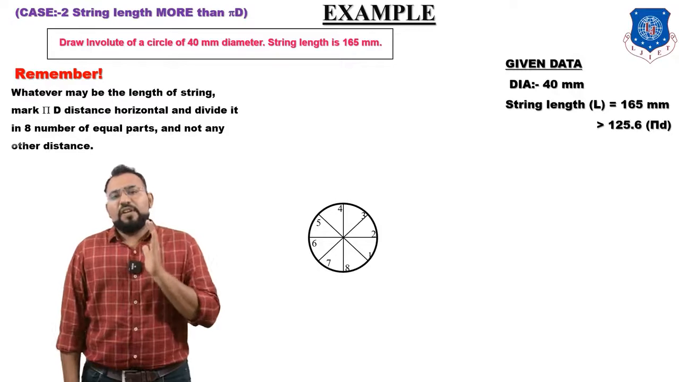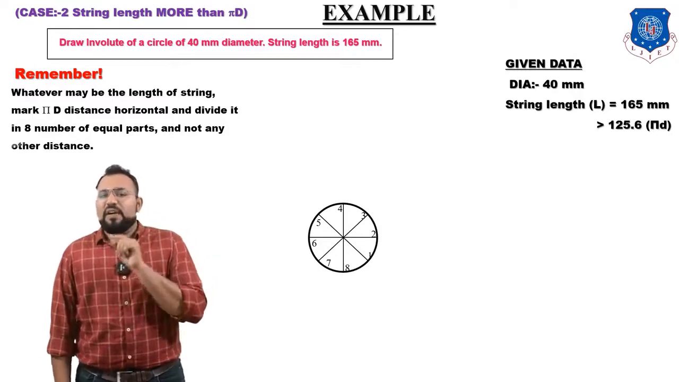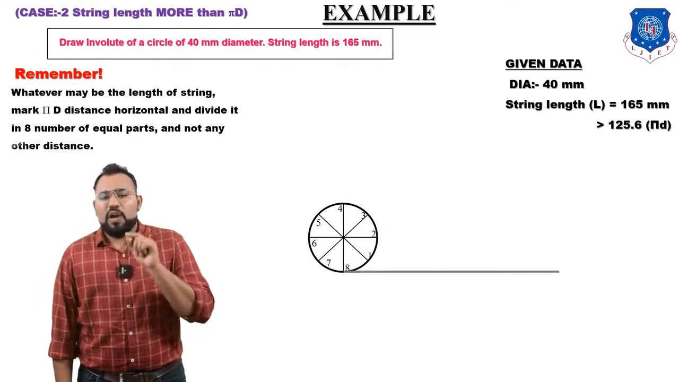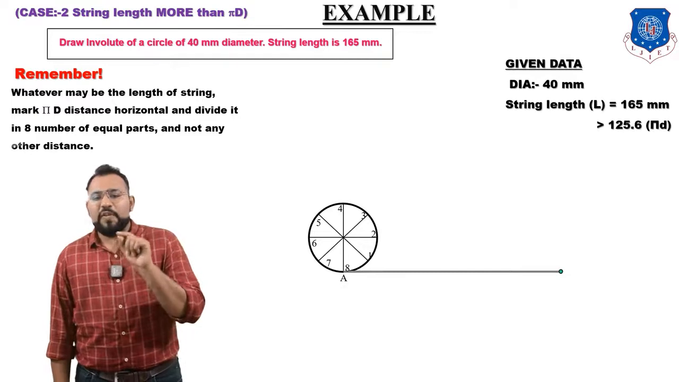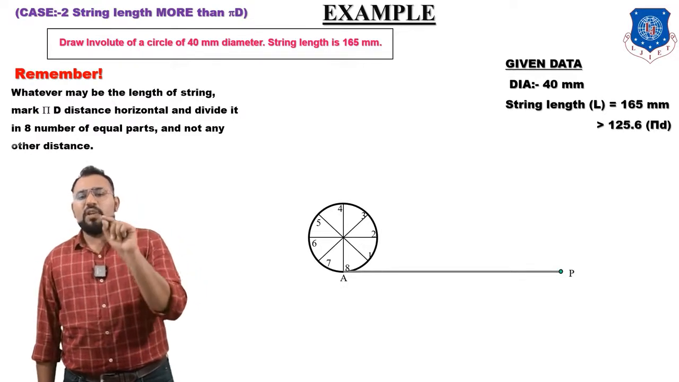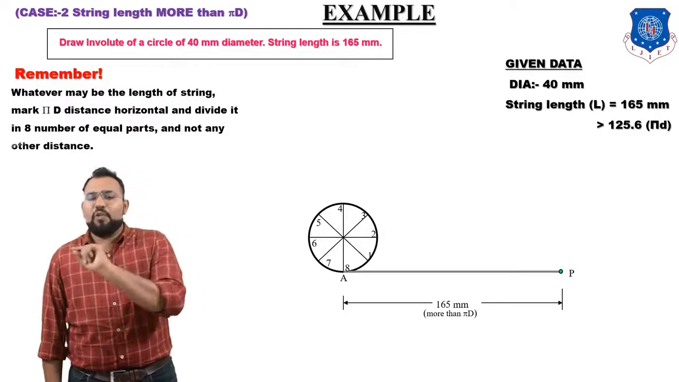Now we will draw the given string length. Here the given string length is 165 mm. So let us draw a string length equal to 165 mm, and name it AP. So here you can see the string length AP, which is equal to 165 mm. Like this, we have given a dimension which is more than pi d.